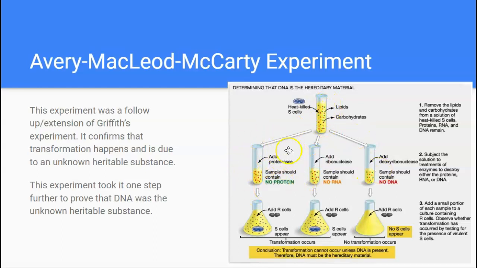In this one, they put in an enzyme that killed the protein. So what's left in here? RNA and DNA. They added in the rough cells. They've got heat-killed S cells. And guess what? We get transformation.